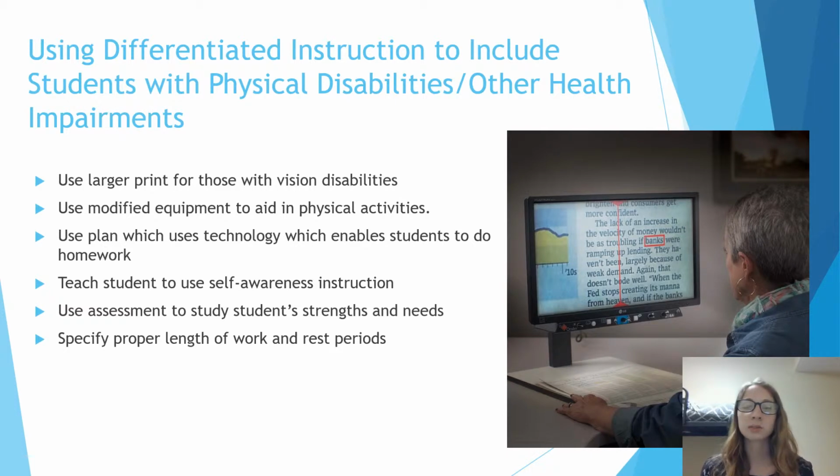You can include these students by using larger print, such as what's pictured on the right, so that they can read it better if they have visual impairments. You can use modified equipment so they can participate in PE. You can use technology, which can really help students do their homework, and will circle certain words, make words bigger, or read it to them. You can study what they're good at and what they need and provide these in the classroom, and you can give them rest periods and make their work shorter if that's what they need, or longer, or whatever.